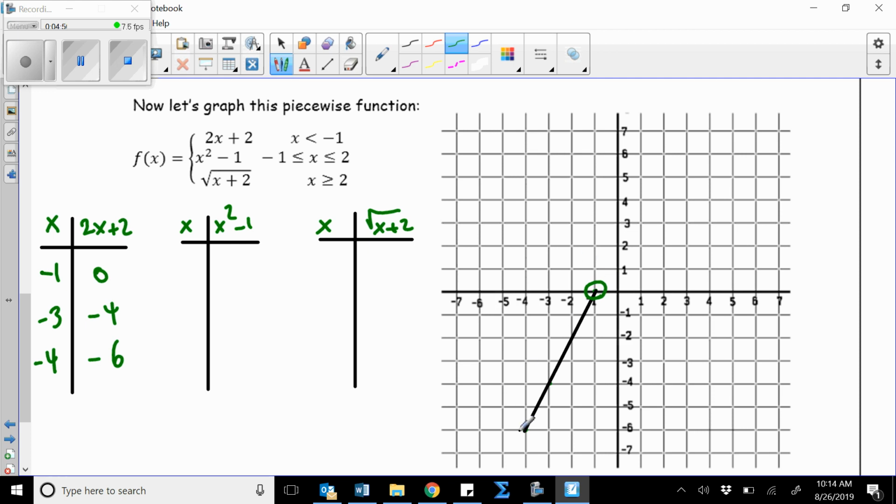And then on the other side, because it's all the x values which are less than negative 1, that means it's continuing forever to the left side. So I'm going to use an arrow here on this. So this is my first graph.